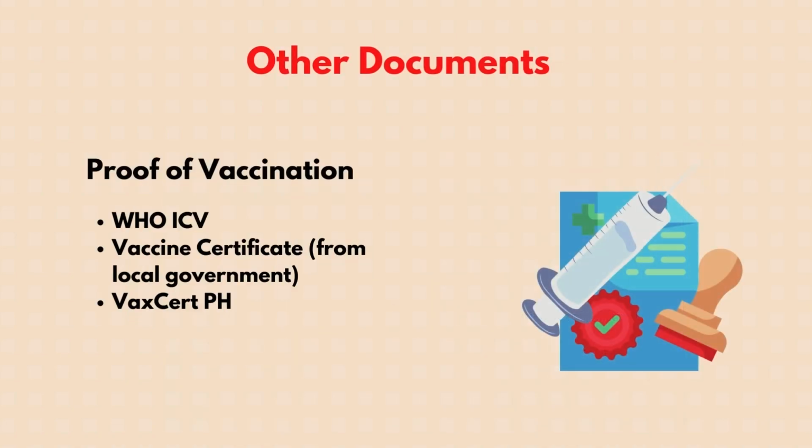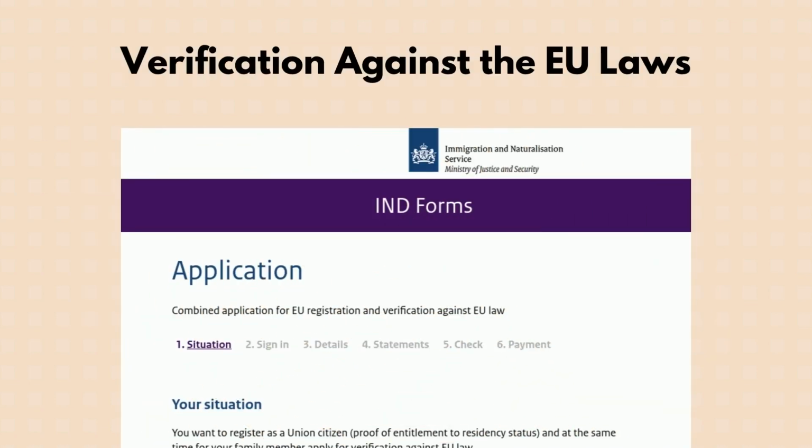And because of COVID, you must also show proof of vaccination. So it can be the WHO-ICV, a vaccine certificate from your local government, or even the VaxCert-PH if you're coming from the Philippines. Now, if you are going to stay in the Netherlands for more than 90 days, then you must apply for verification against the EU law, which we will discuss in the next video.